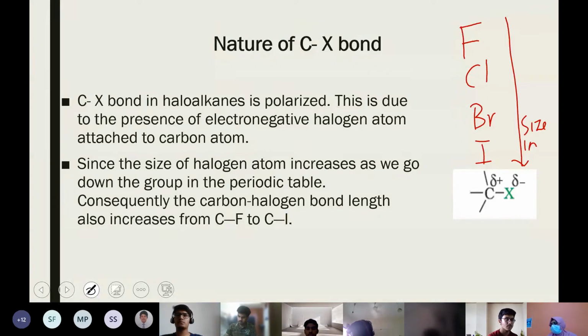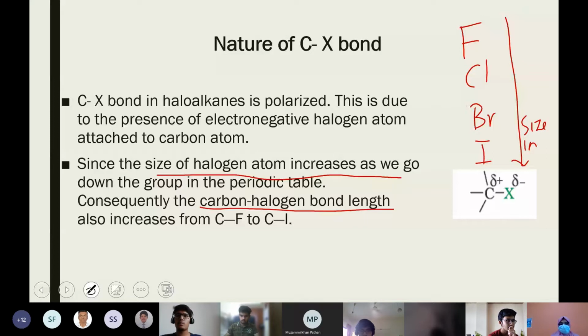How the size affects the bond length is that the greater the size of the atom, the longer the bond length. The size of the halogen atom increases, so the carbon halogen bond length also increases from the carbon fluorine bond to the carbon iodine bond. The reason is that from fluorine to iodine, the size of the atom increases.